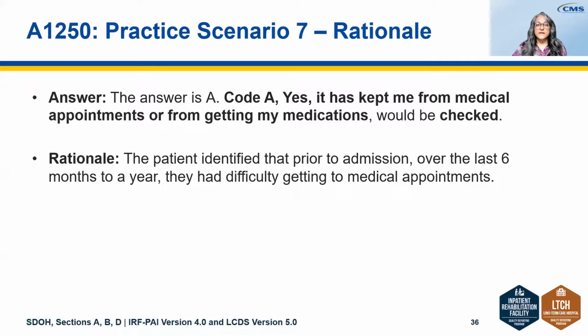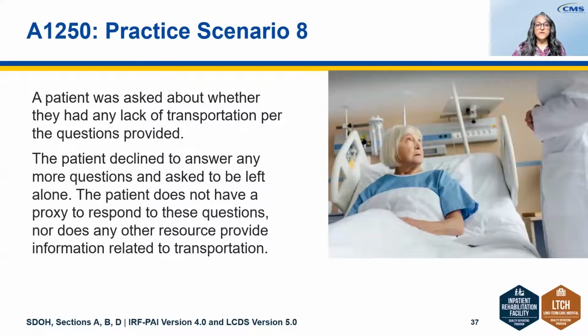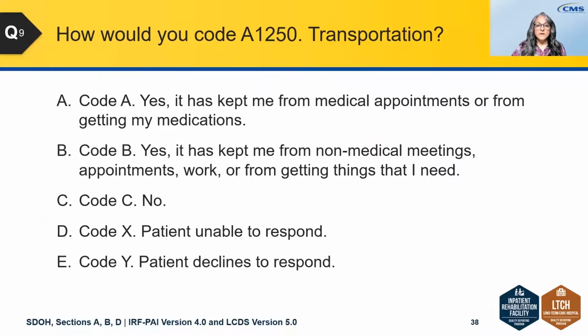So let's try a second coding scenario for A1250. A patient was asked about whether they had any lack of transportation per the questions provided. The patient declined to answer any more questions and asked to be left alone. The patient does not have a proxy to respond to these questions, nor does any other resource provide information related to transportation. So based on this scenario and the response choices on this slide, how would you code A1250 transportation?